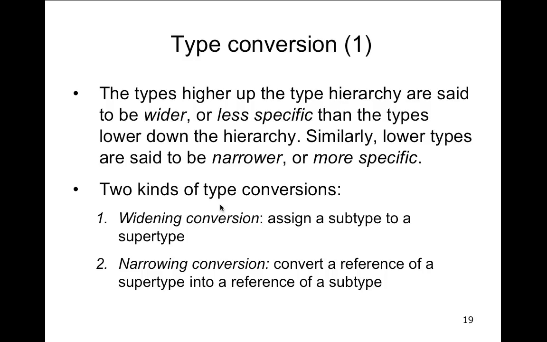All right, so let's just take a look here at the two kinds of type conversions. This kind of summarizes it: the widening assigns a subtype to a supertype, and the narrowing converts a reference of the supertype into a reference of the subtype. So it takes from a super to a sub, or sub to a super.